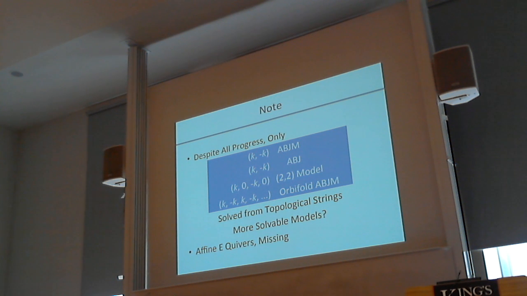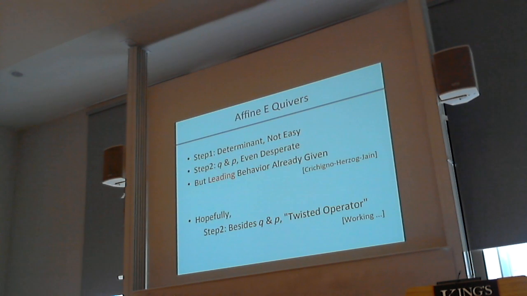And let me just note that despite all the progress, only these 4 theories are solved. So recently there are lots of papers, but only these 4 theories are solved. So we want to solve more theories, instead of just picking some point in the moduli space, we want to solve the whole theory to understand the universal structure of the M2 brane. Also, we have done the affine D-type quiver, but the E-type quiver is missing.